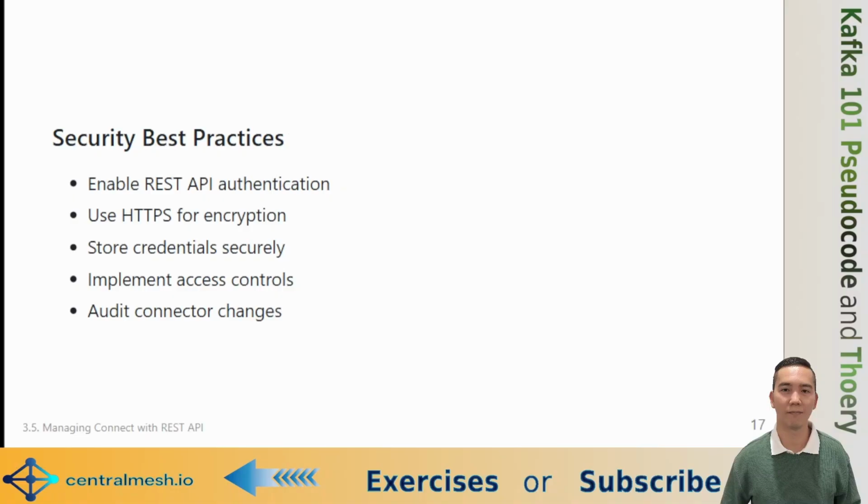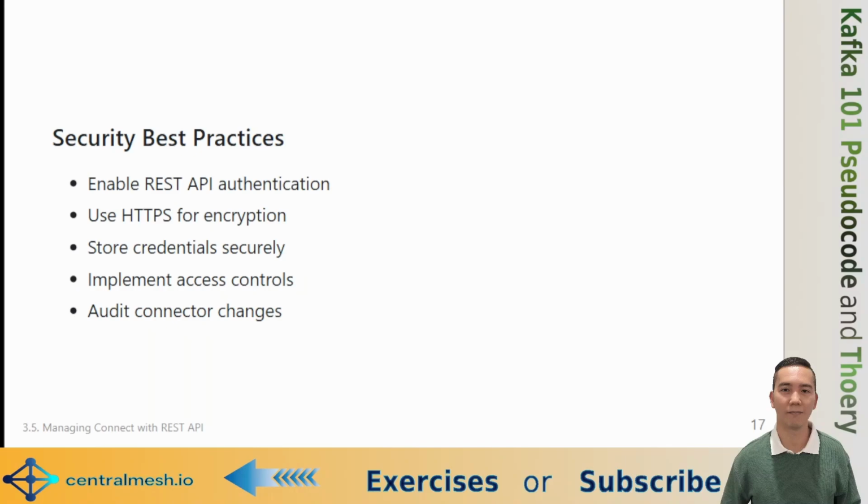The REST API gives complete control over your connectors, so it must be properly secured. Enable authentication so only authorized users can manage connectors. Use HTTPS to encrypt communication between clients and the Connect cluster. Avoid placing passwords directly inside configuration files whenever possible. Instead, use secure credential providers or secret management solutions.